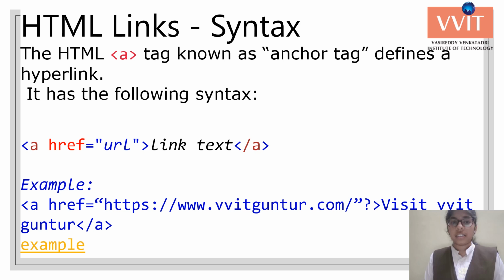Syntax. HTML links are described with the help of a tag known as the anchor tag, which is defined by the a symbol. For example, we can see a href equals URL. Here, href is the main part, which consists of the link's destination. Link text is the text which will be visible to the users. We need to close the anchor tag, so we use a slash, and an example. This example will take us to the website VVIT Guntur.